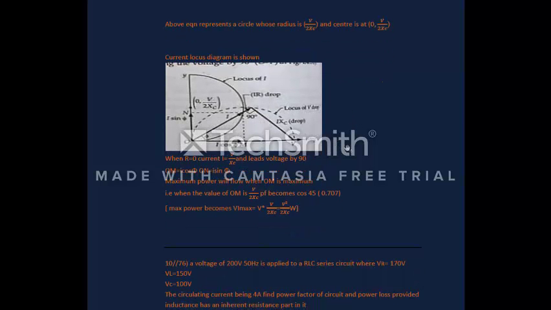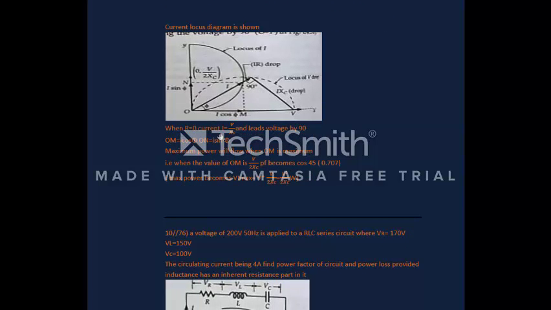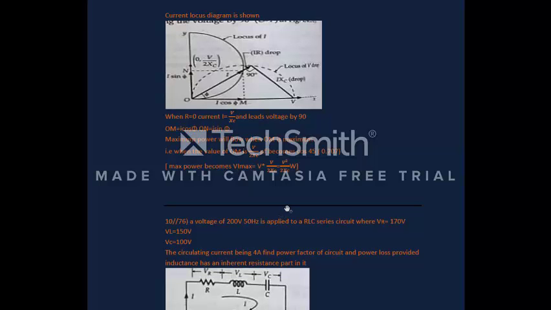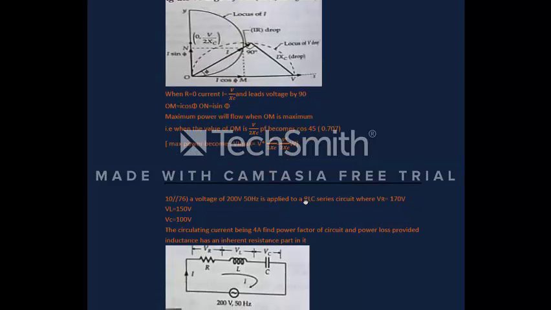The current locus diagram is shown. Let's see this diagram. This diagram is the locus of the current. When R is equal to 0, current I is equal to V upon XC and leads voltage by 90 degrees. OM is equal to I cos phi. ON is equal to I sin phi. Maximum power will flow when OM is maximum. Therefore, when the value of OM is V upon 2XC, the power factor becomes cos 45 degrees, which is 0.707. Therefore, maximum power becomes V into I max, which is V into V upon 2XC, that is V square by 2XC watts.